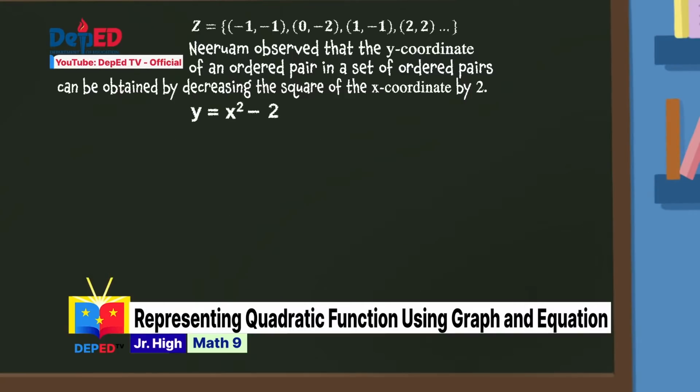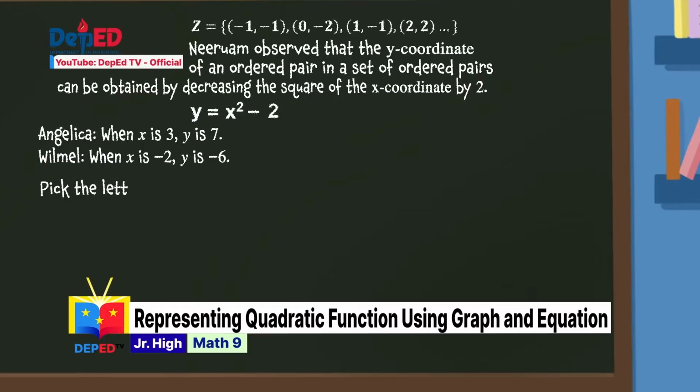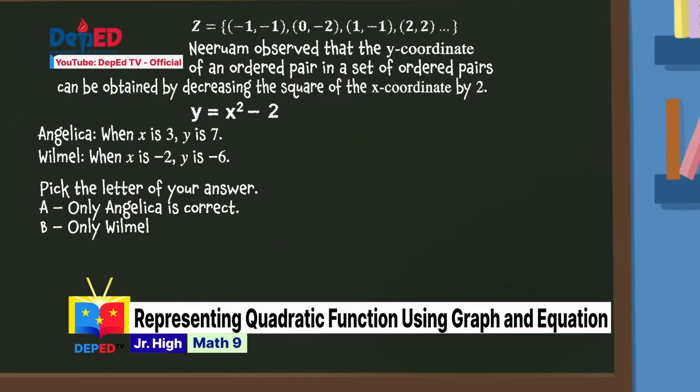Item number 2. Angelica said that when x is 3, y is 7. Wilmel said that when x is negative 2, y is negative 6. Pick the letter of your answer. A. Only Angelica is correct. B. Only Wilmel is correct. C. Both are correct. And D. Both are not correct. What letter did you pick? If you chose A, then you are correct.